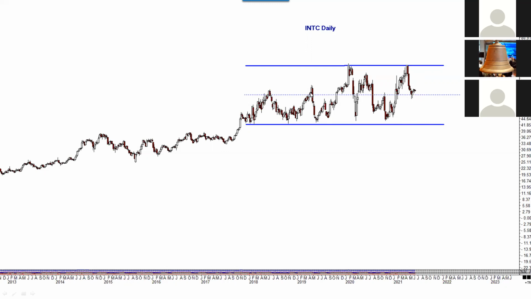Now, it's a little difficult sometimes when you're in the center of a range. That's usually not the best risk reward area. You want to look for patterns that are closer to the extremes of the lows or the highs. You can control the risk better with that.